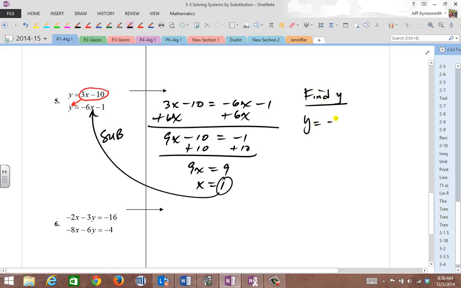Y is equal to negative 6 times whatever x is minus 1. Negative 6x means negative 6 times x, minus 1. What is x? Well, it's 1. So y is equal to negative 6 minus 1, or negative 7. So my solution here is pretty simple as well. It's 1, negative 7.